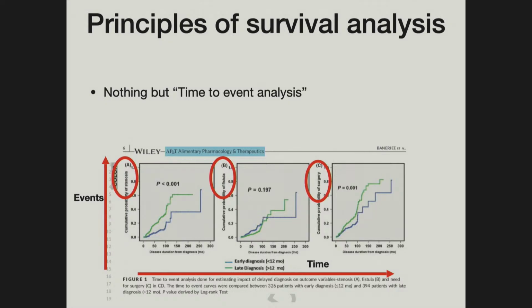In this case, this is one of the first studies which we published on time to event analysis, which evaluated the risk of stricturing disease in patients with Crohn's disease if the diagnosis is delayed beyond 12 months, compared to patients who have been diagnosed before 12 months. As we have seen, the chances of stenosis and surgeries were significantly higher in those who had a delayed diagnosis after 12 months of disease, whereas in the case of fistula, there was no significant difference.